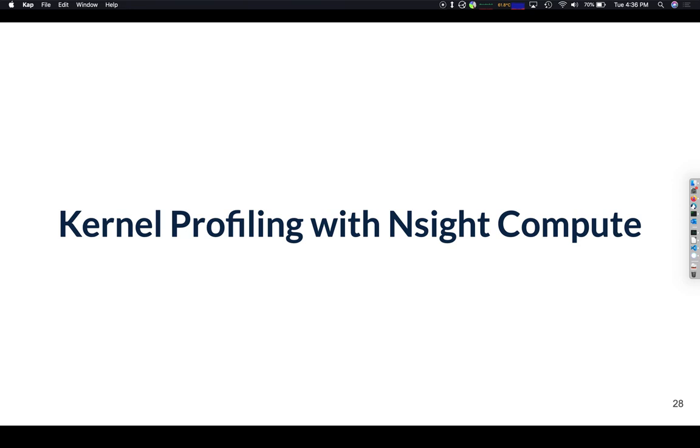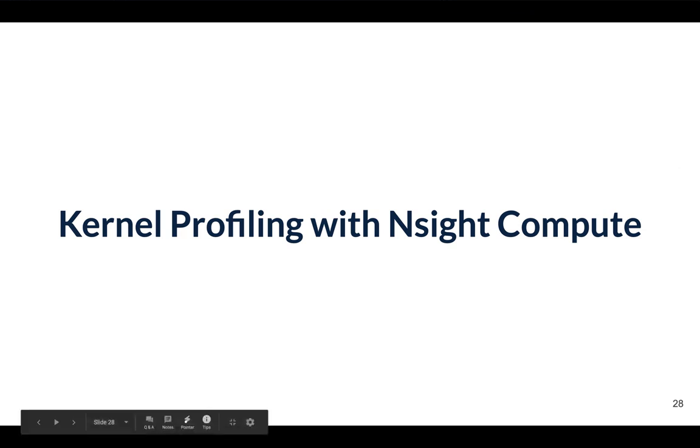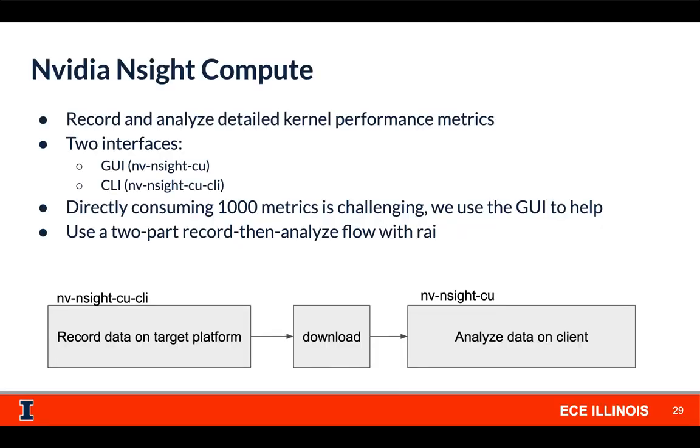Now that we've seen the surface level performance results of these different matrix multiplication routines, we can look at how to use Nsight Compute to understand why the kernels perform the way they do, and maybe get some hints as to how to improve them. Like I mentioned before, Nsight Compute is a tool to record and analyze some detailed information about how a kernel performs.